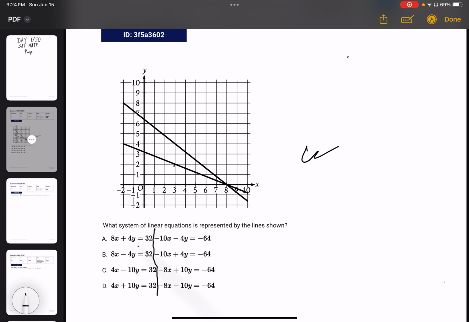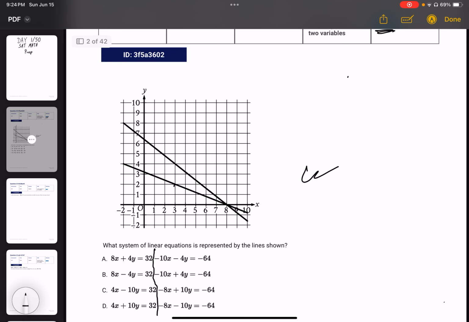So 8x plus 4y equals 32 is the first equation, and then negative 10x minus 4y equals negative 64 is the second equation. So take that for each one. And when you see these graphs, when you're making an equation, you kind of want to look at the slope first. So we'll name this one y1 and this line y2.